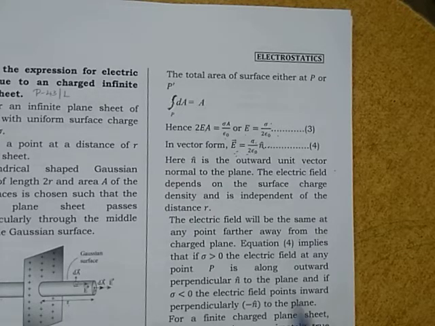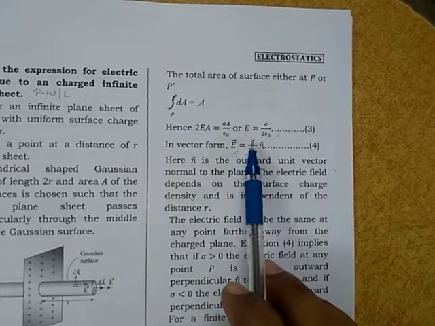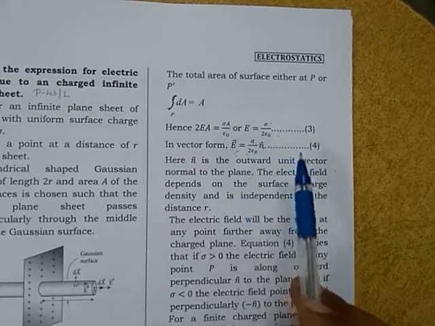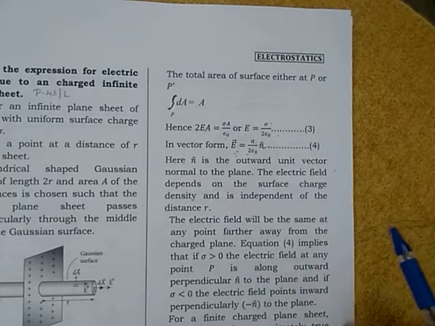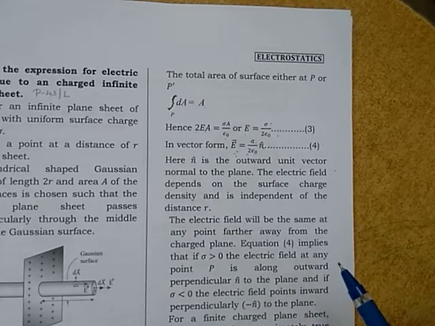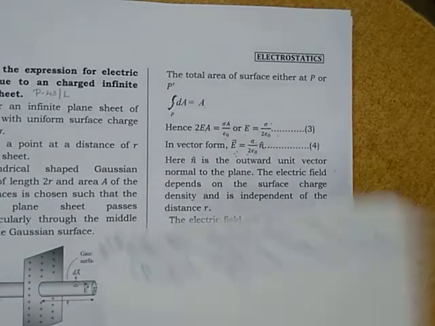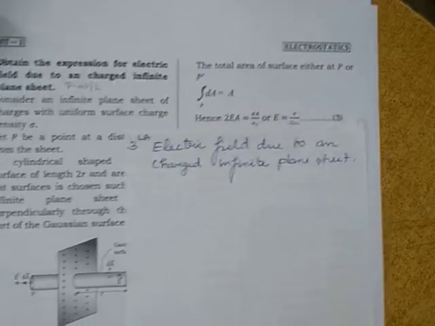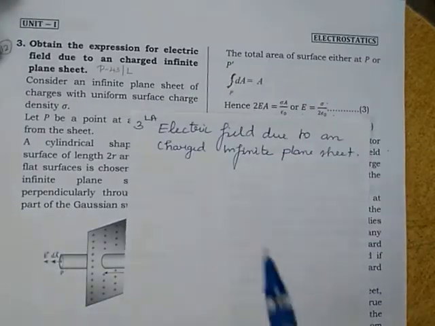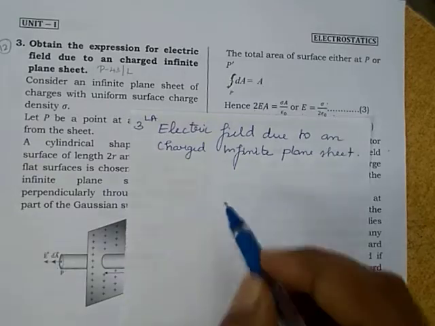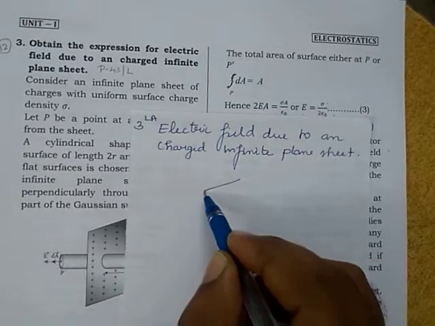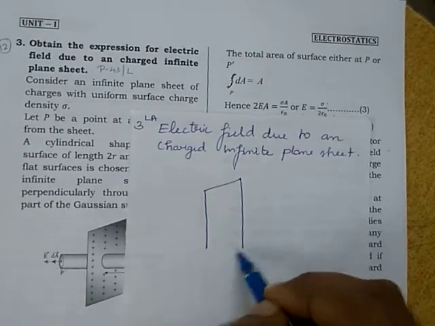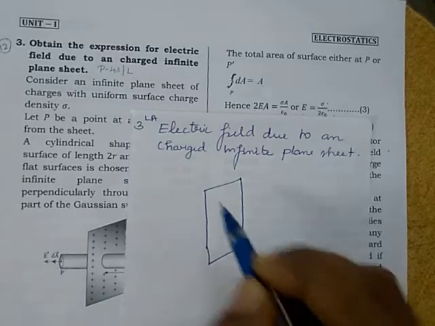Because here the electric field depends on surface charge density. If sigma is greater than 0, then the electric field is outwards. If it is less than 0, it will be inwards. Okay, let me see what are the important points needed to answer the question. First of all, diagram, that is infinite plane sheet, having the surface charge density sigma.